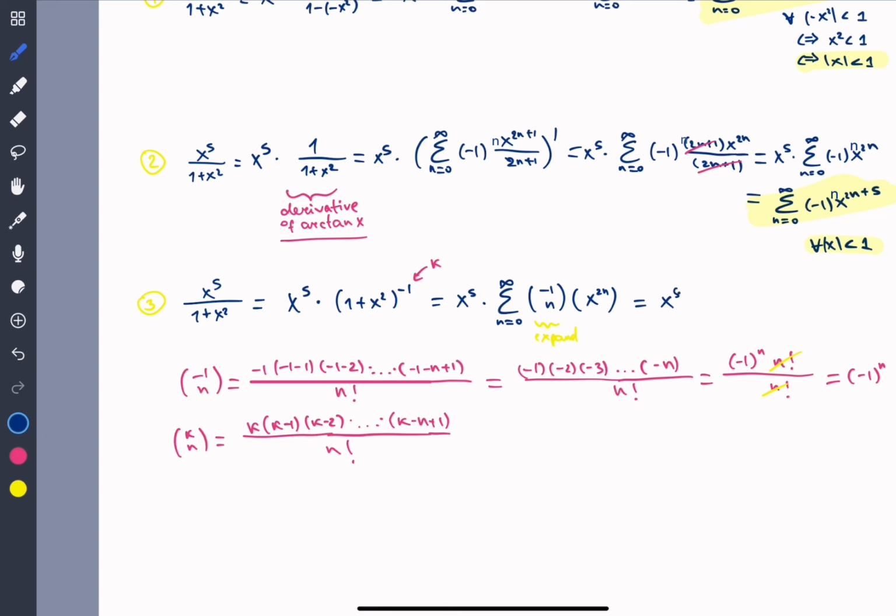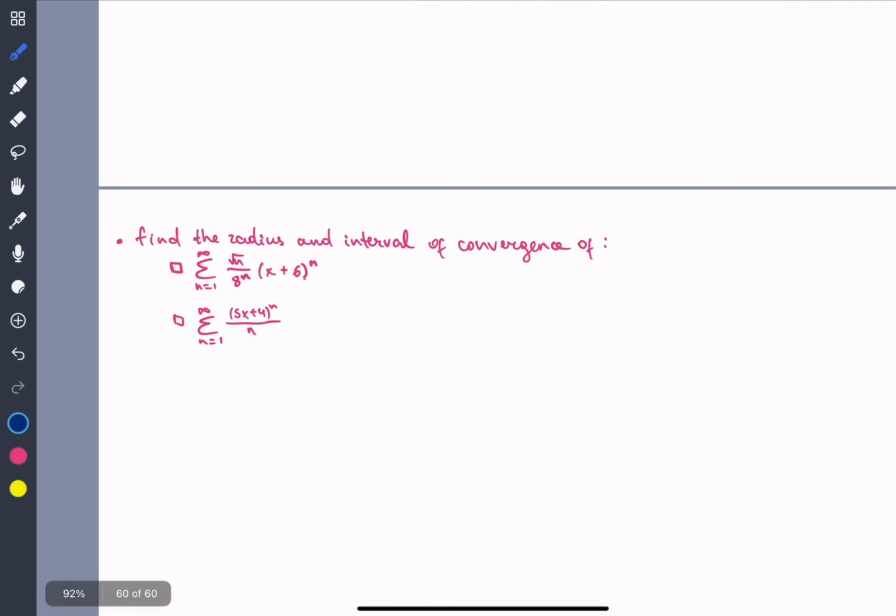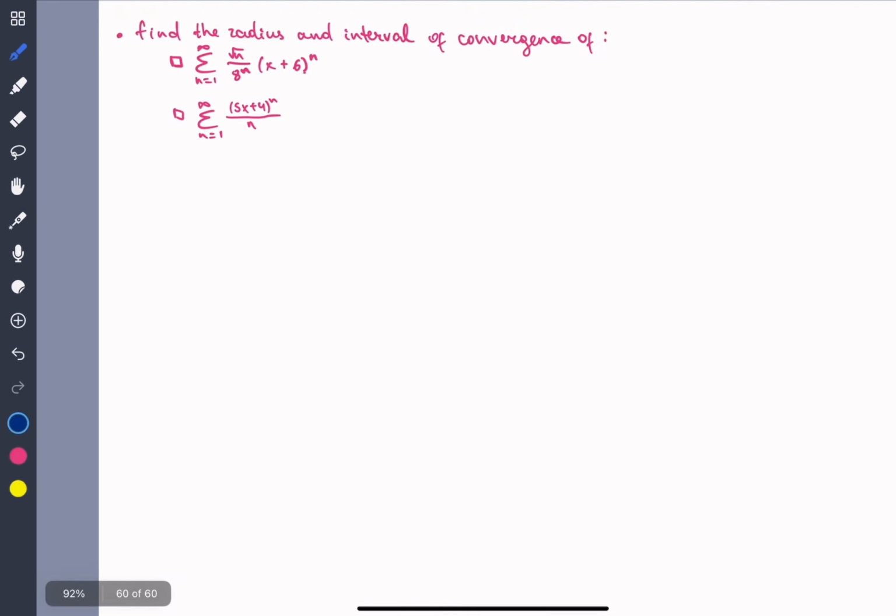Back to our Maclaurin series, we have x to the power of 5 times, we just rewrite this, where instead of the coefficient we write minus 1 to the power of n. Lastly, by just combining the powers of x, we get our final answer. For all x in the absolute value less than 1. Again, warning, don't forget it. We students always forget it, and it's just a headache later.